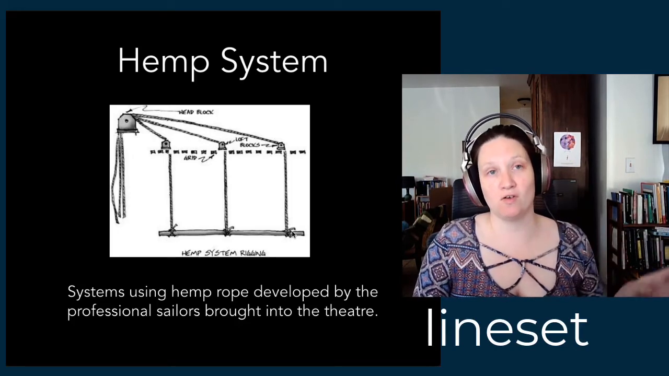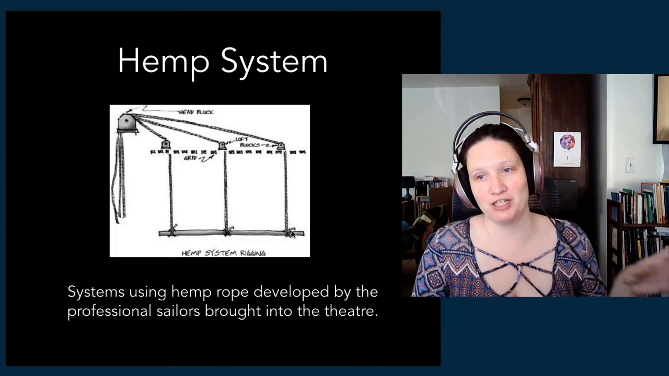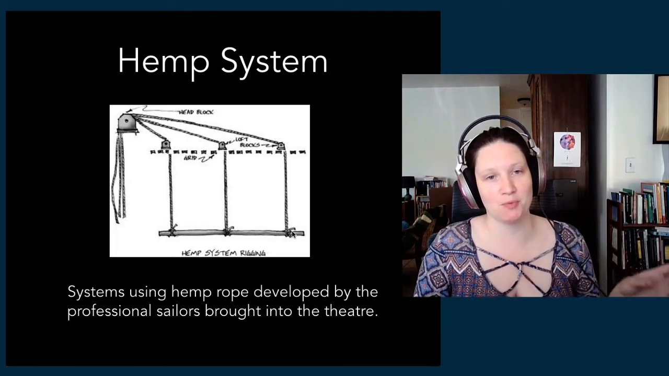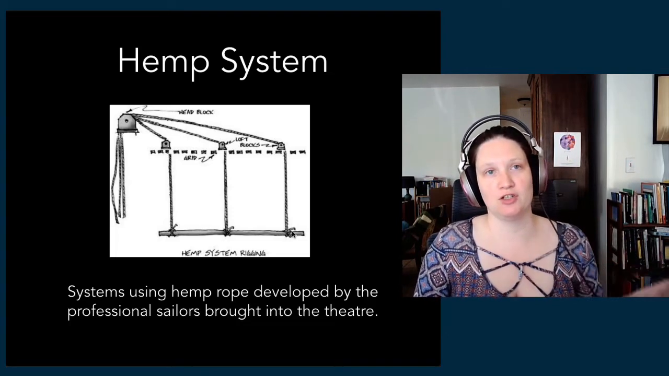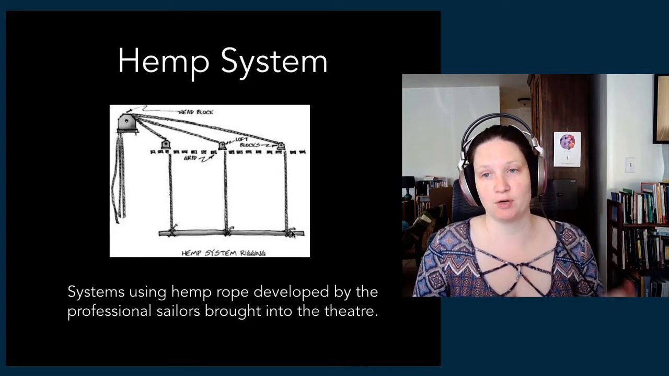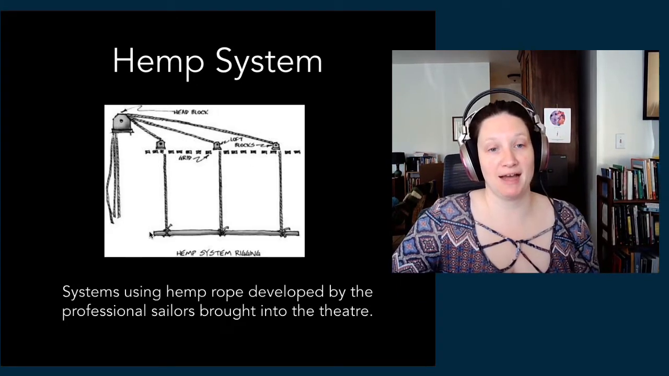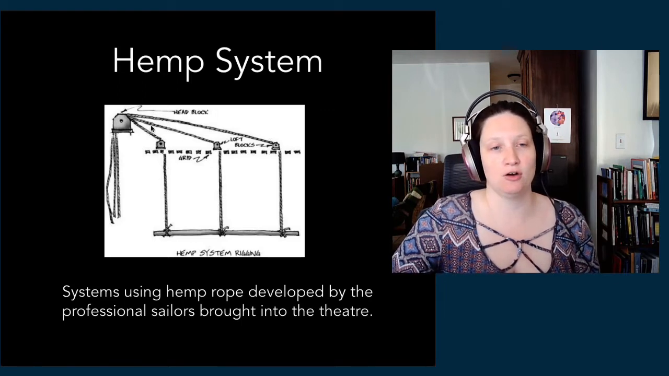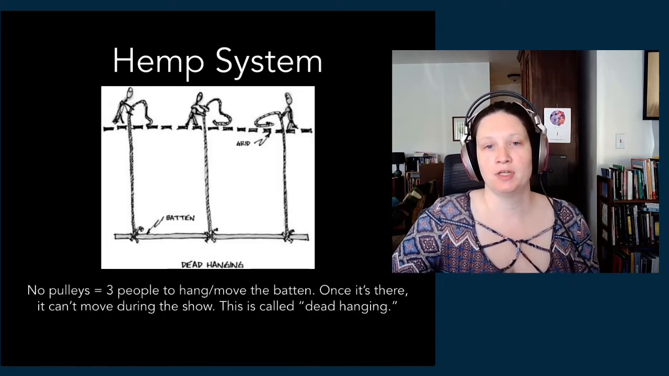So in an old sailor-originated hemp rope system, that's referring to the material that those ropes were made out of, we have a batten, horizontal pipe. Each rope is tied off onto that pipe and then feeds through loft blocks, which are a pulley system, and then those ropes feed together through a head block and then run down the stage, okay? Or run down to the working height.